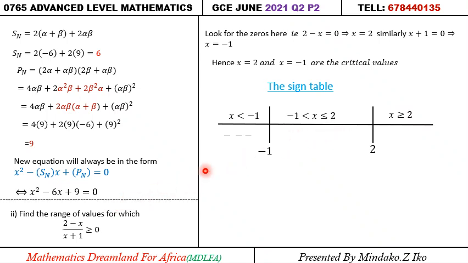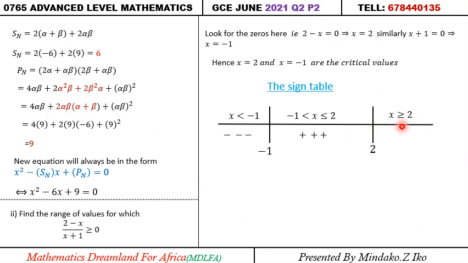Similarly, if I use 1, let me take 1. So 2 minus 1 is 1, which is positive. 1 plus 1 is 2, which is positive. Positive divided by positive is positive. Therefore, this region will all be positive. That is it.